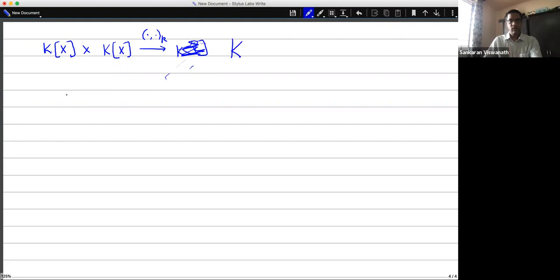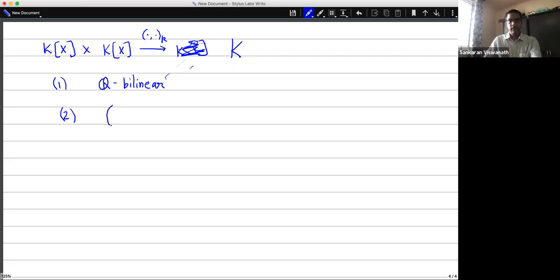Okay, so let's look at the properties of this map. It's obviously Q bilinear. If I multiply either of the two things by a Q, that just comes out, because the bar, the involution, doesn't do anything to it.